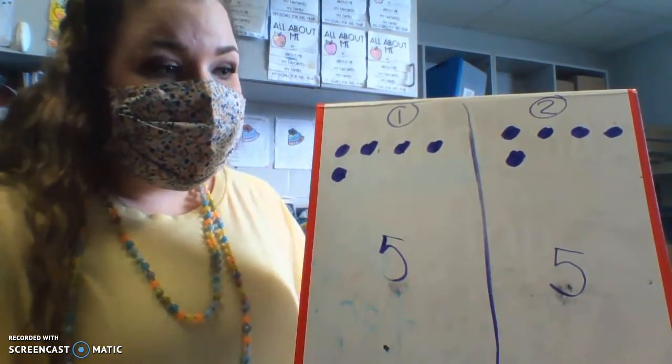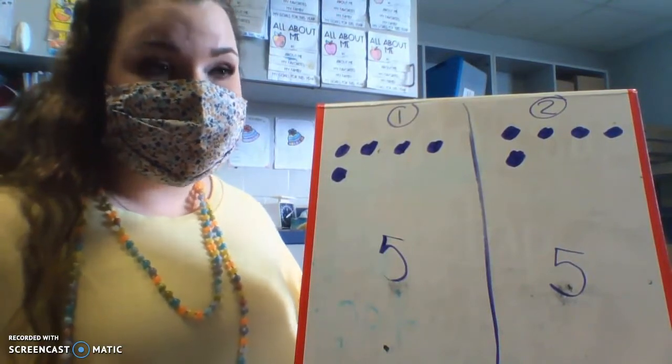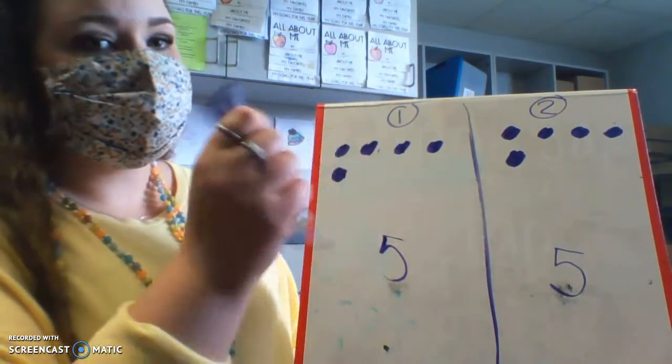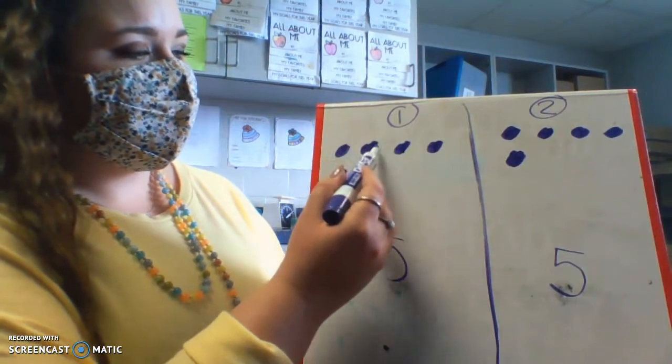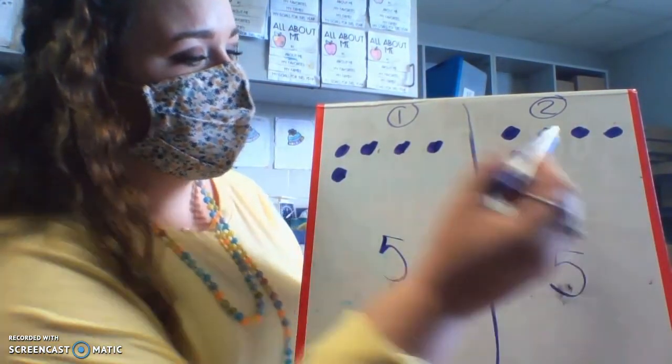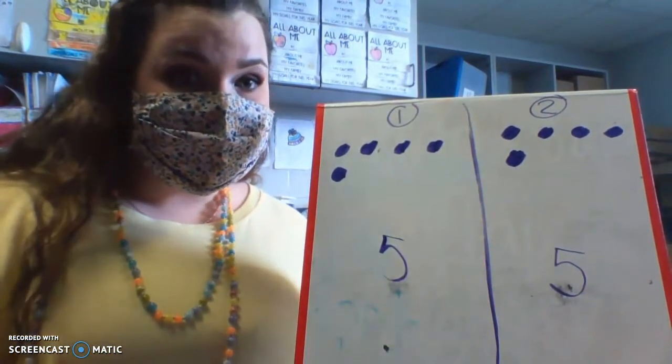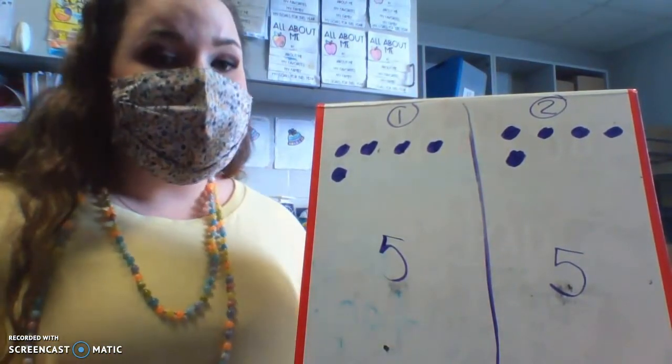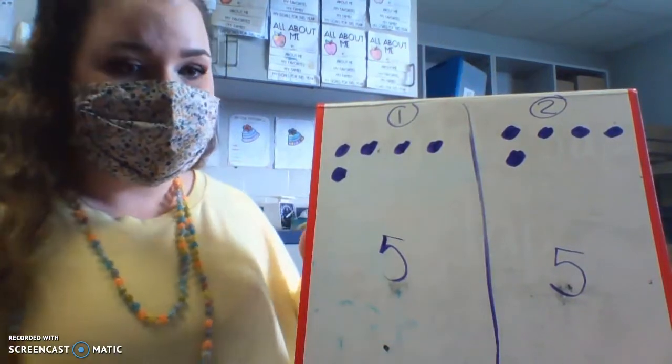Well, I also want to make sure I have all 10 of the kids on my team. So let's count the total. 1, 2, 3, 4, 5, 6, 7, 8, 9, 10. So I know that I have all 10 students represented, and they are equally divided into the 2 teams.